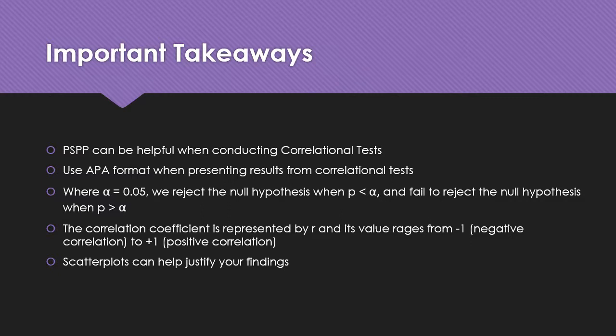Also, assuming that alpha is 0.05, we will reject the null hypothesis when the p-value is less than alpha and fail to reject the null hypothesis when p is greater than alpha. The correlation coefficient is represented by R, and its value ranges from -1, which indicates a negative correlation, to +1, which represents a positive correlation. And with software like PSPP, we're able to quickly represent the data as scatter plots, which can also help us justify our conclusion.